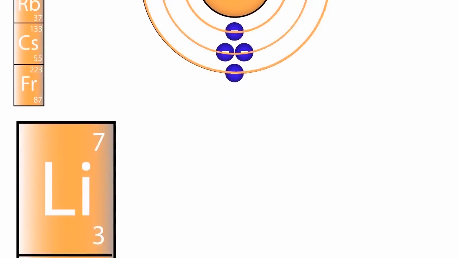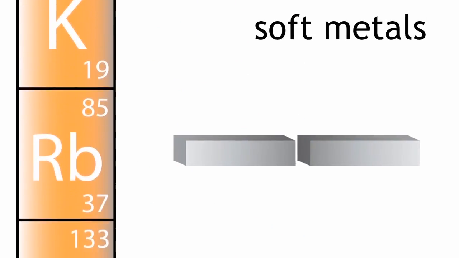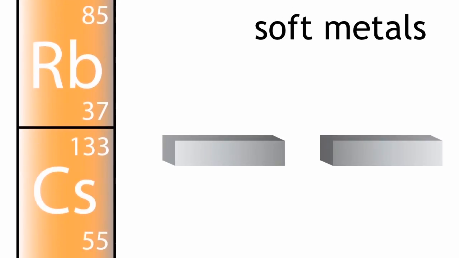The elements in the group are all metals. They are all soft metals which can be easily cut. They get softer as you go down the group. Not that you would be wise to try and cut rubidium and cesium.